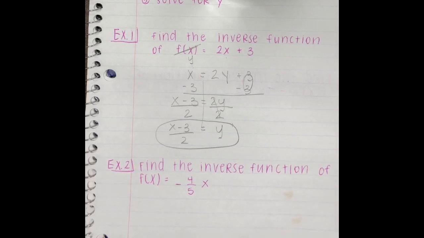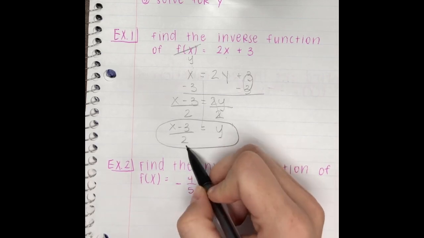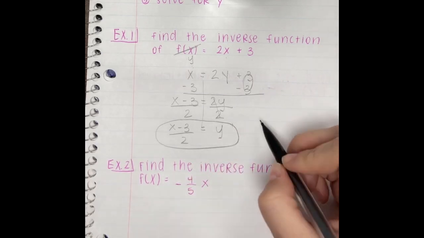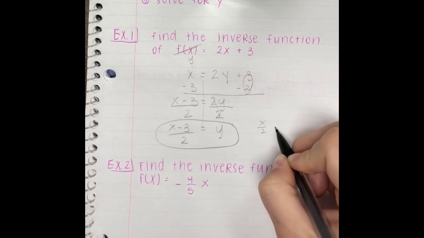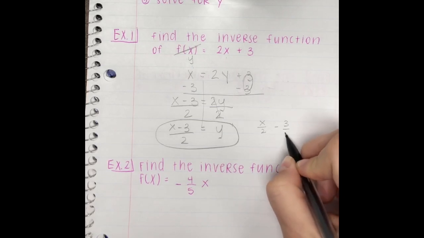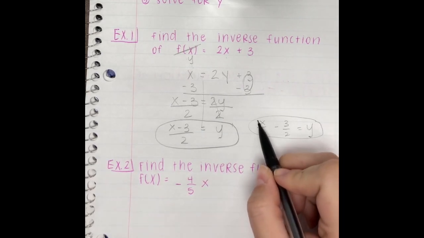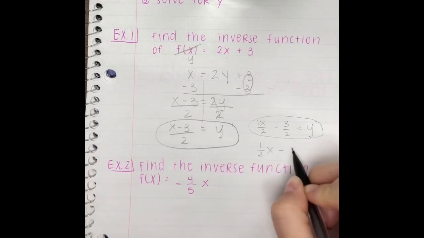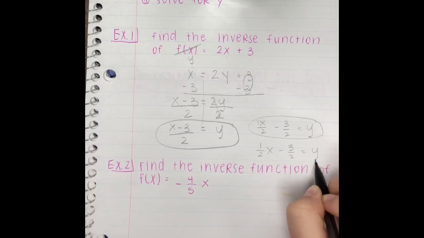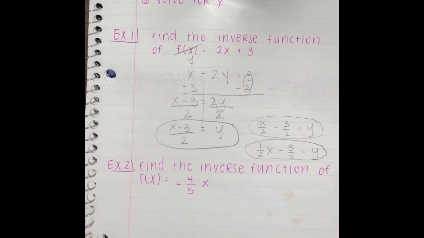Some other ways you could see this written is if they actually split this up, because we have x minus 3 divided by 2. Well, it's the same thing as saying x divided by 2 minus 3 divided by 2 equals y. That's also the same thing. Or making this, because you have a 1 in front of your x, right? Writing this as a 1/2 x minus 3/2 equals y. All 3 things mean the exact same thing.